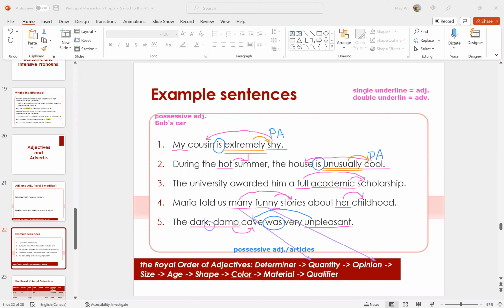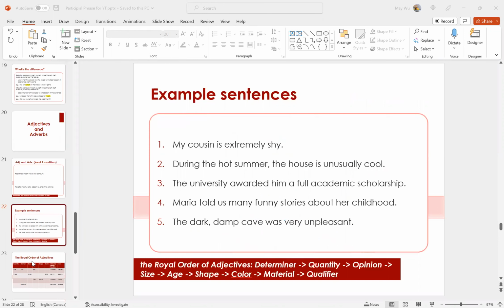Whereas if you take a look at dark and damp, these two are talking about qualities, all right? So they are qualifiers and they're of the same order. So that means you can reverse them. You can say the damp, dark cave, and that would be fine, all right? So that is why when you can reverse the order of the adjectives, you want a comma here.